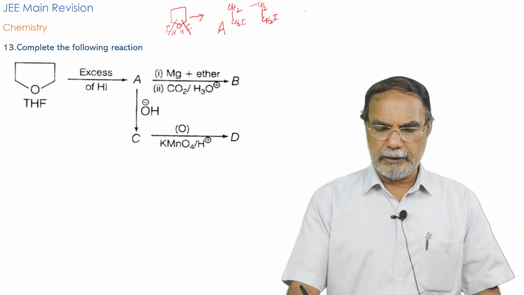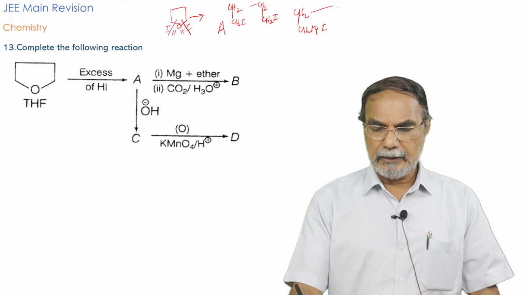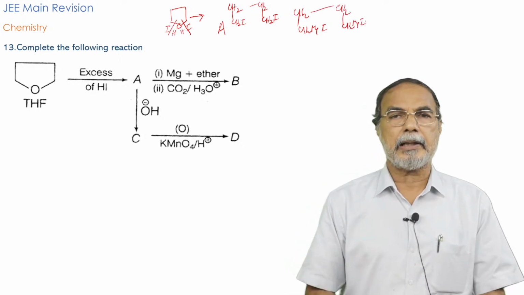And what is the Grignard reagent? The Grignard reagent is CH2, okay, anybody can write that, MgI. And here also CH2, CH2, MgI. This is a Grignard reagent.